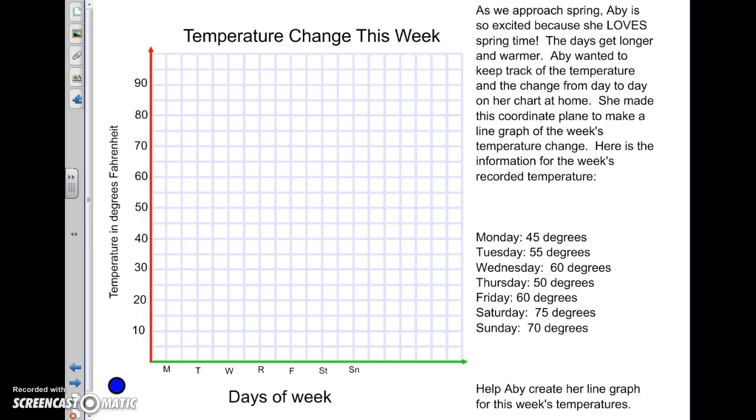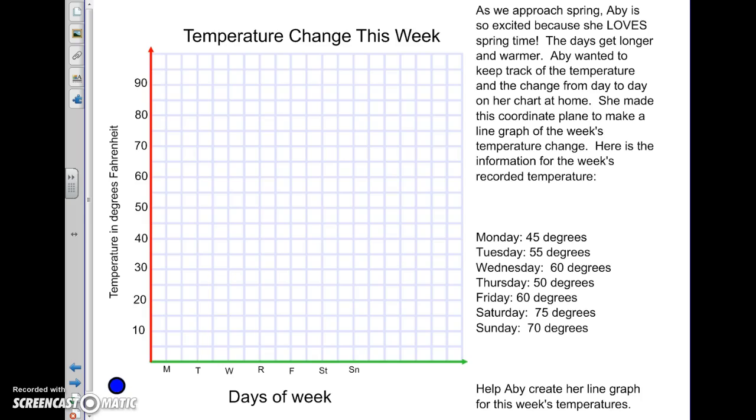As we approach spring, Abby is so excited because she loves springtime. The days get longer and warmer. Abby wanted to keep track of the temperature and the change from day to day on her chart at home. She made this coordinate plane to make a line graph of the week's temperature change. Here is the information for the week's recorded temperature.